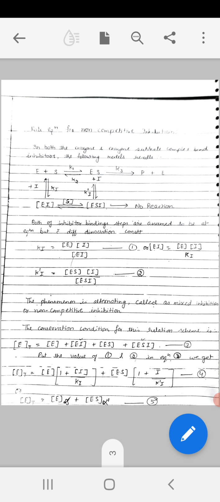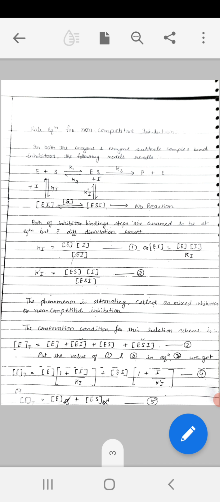It is reversible, it keeps forming and breaking. ES, with a rate constant of K3, is converted into product and E is regenerated. Again, the ES complex combines with I to form a three-body product ESI. This ESI doesn't go on to form any product; there is no reaction. From ES to ESI, the rate constant is K dash I. From ESI to EI, with substrate S released, it is converted into EI. This EI then, with the rate constant of Ki and on leaving I, is converted into E plus S.